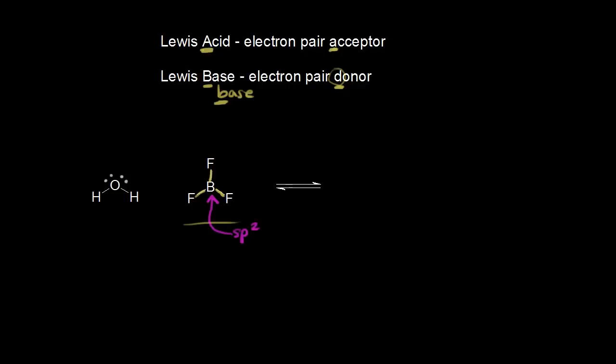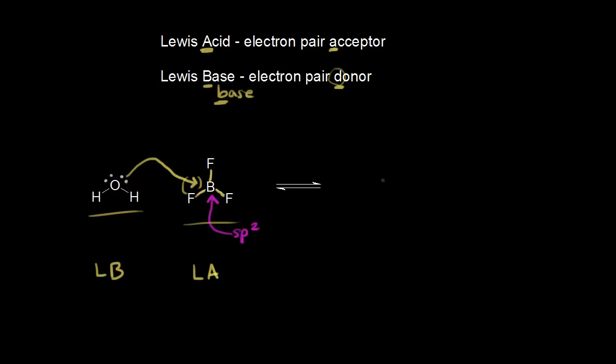So we have an empty orbital, which I'm going to represent like this, and that empty orbital is capable of accepting a pair of electrons. So boron trifluoride is going to function as a Lewis acid here. And water has a lone pair of electrons that it can donate. So water is going to function as a Lewis base. So a lone pair of electrons on the oxygen, right, we're going to donate that lone pair right into the empty orbital here. We're going to form a bond between the oxygen and the boron.